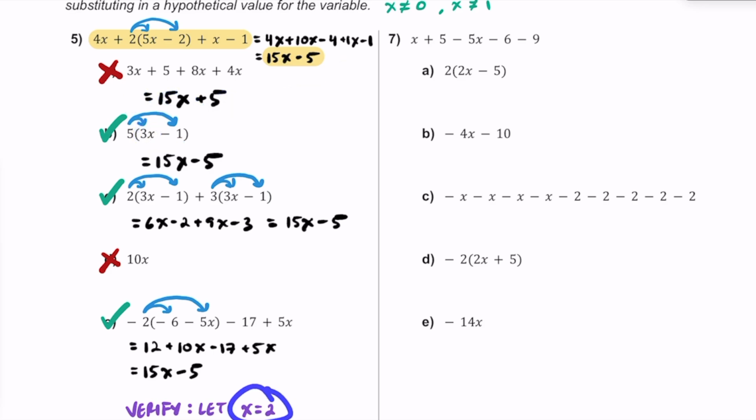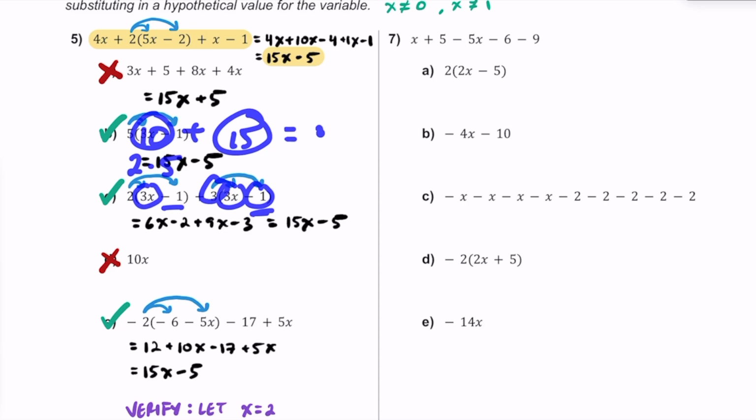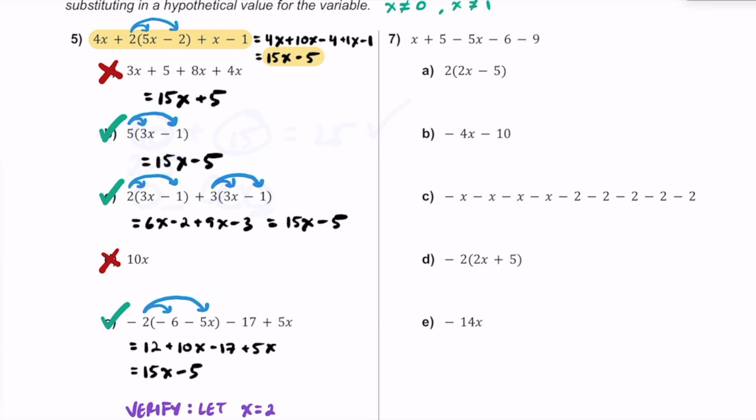If you take this 2 and plug it in here and here, notice what's going to happen. This will be 6 because 3 times 2 is 6. Minus 1 is 5. 2 times 5, that's going to be 10 here, right? And then if we plug in 2 here, 3 times 2 is going to be 6. 6 minus 1 is going to be 5. Then 3 times 5 is going to be 15. So 10 plus 15 is 25 as well.